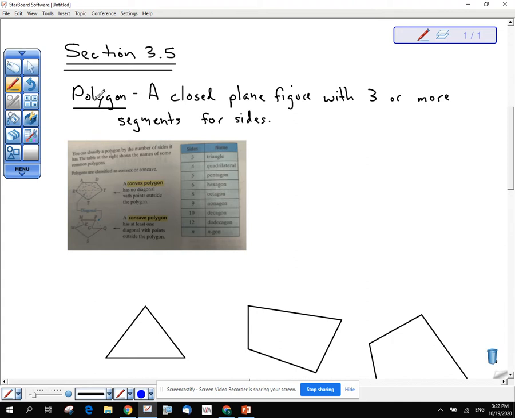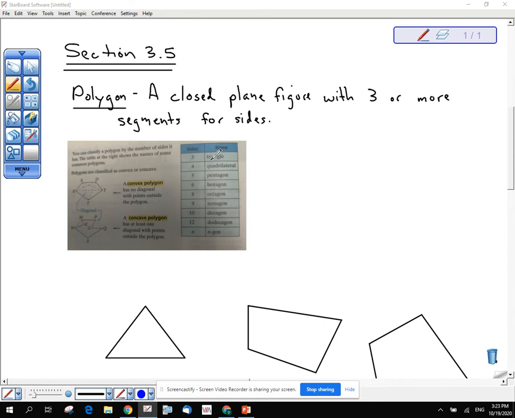A definition. Polygon. A polygon is a closed plane figure with 3 or more segments for sides. This is the book definition. We talked in chapter 2 about the importance of good definitions. And this is a good definition. Closed, because something like this would not be a polygon. A plane figure, because something that's not 2-dimensional, if it were 3-dimensional, that would not be a polygon. And 3 or more sides because, well, look at this list here and you'll see them.